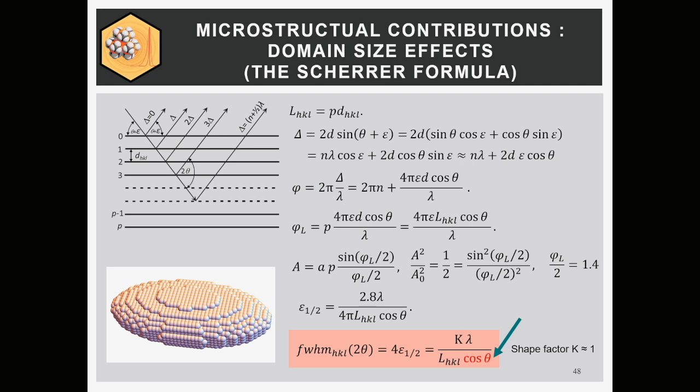And when you do the calculation, quite straightforward, you see the width of the peaks is not tangent theta dependent, but it's 1 over cosine theta dependent. This is the only reason why we can actually distinguish between the size of the domains.